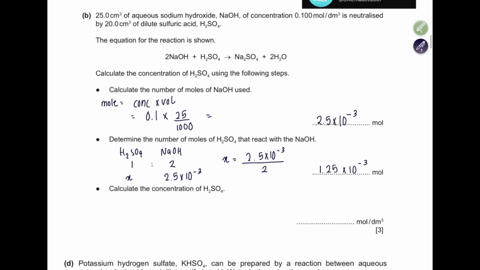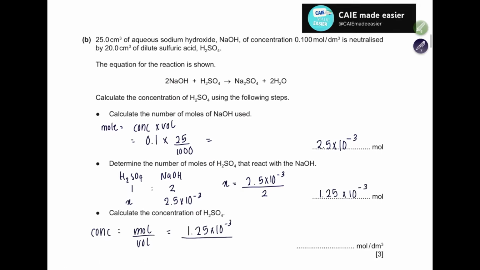Calculate the concentration of sulfuric acid. So concentration is going to be moles divided by volume. We know the moles of sulfuric acid, which is 1.25 times 10 power negative 3, divided by volume. What is the volume of sulfuric acid? 20 cm³. 20 divided by 1000 to convert this into dm³ or liters, and we get 6.25 times 10 power negative 2.